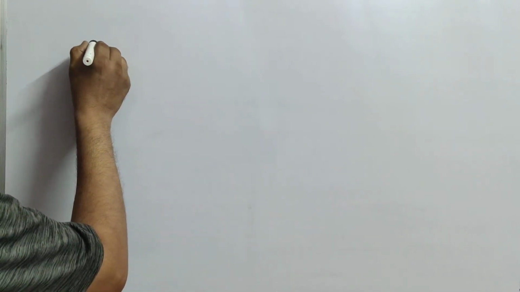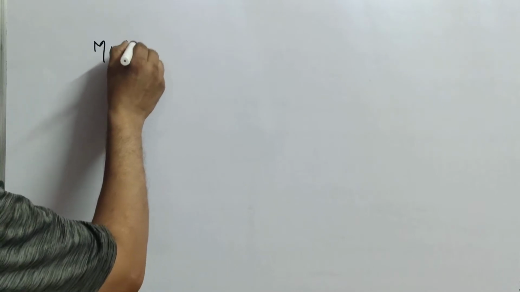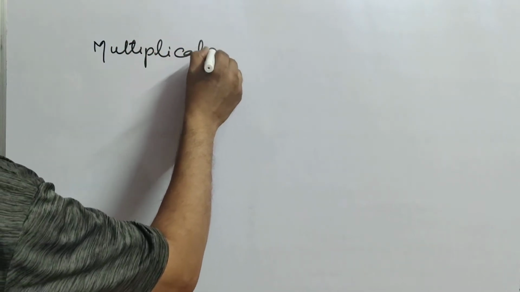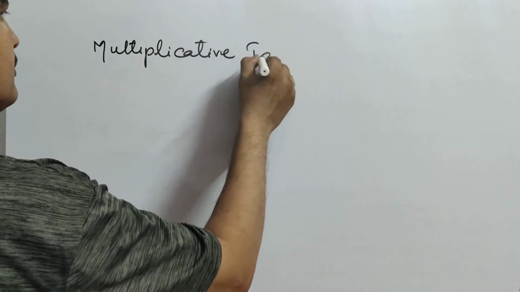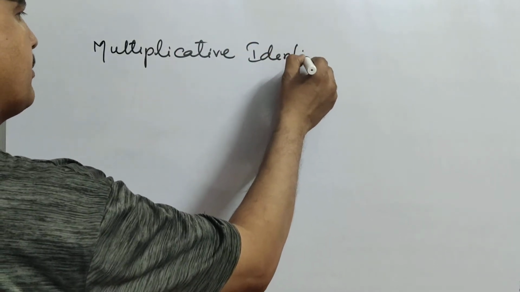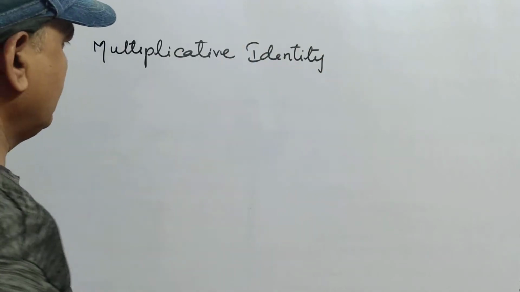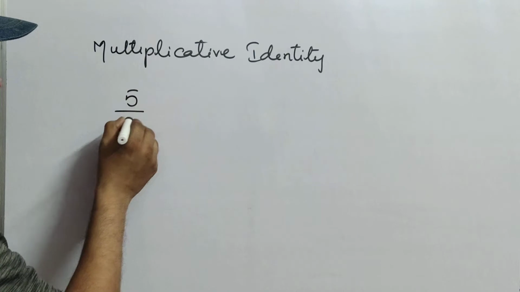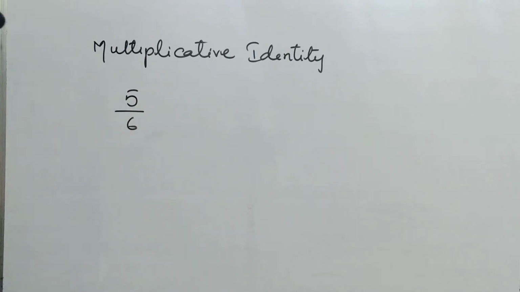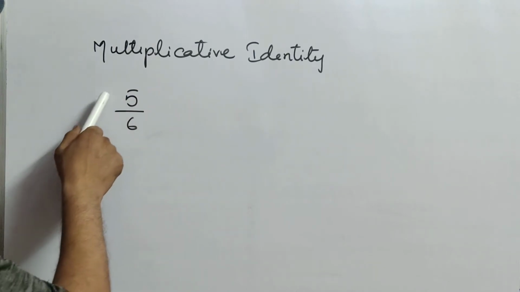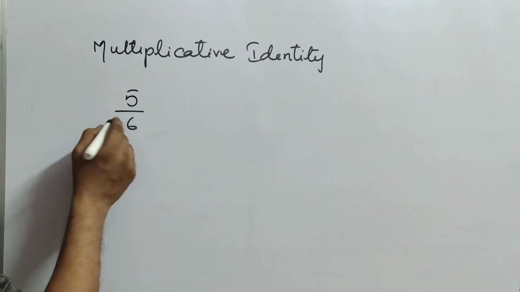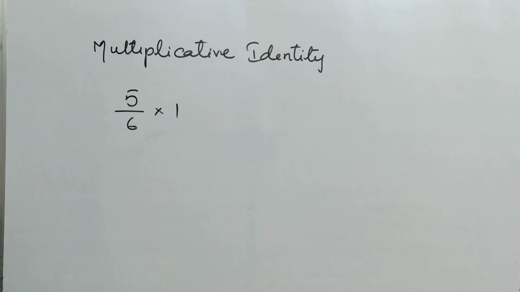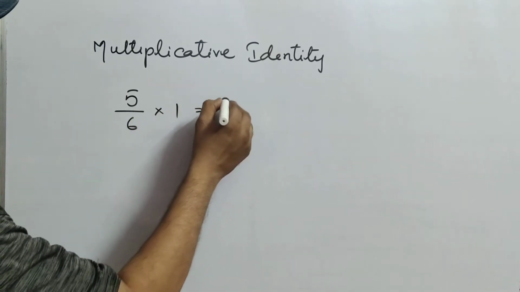So multiplicative identity, what is the meaning of multiplicative identity? Why is it called multiplicative identity? Actually, suppose you take any number, 5 by 6. Suppose it's a rational number, because the present chapter is rational numbers. So 5 by 6, you are multiplying this 5 by 6 with 1. You are getting the same answer.